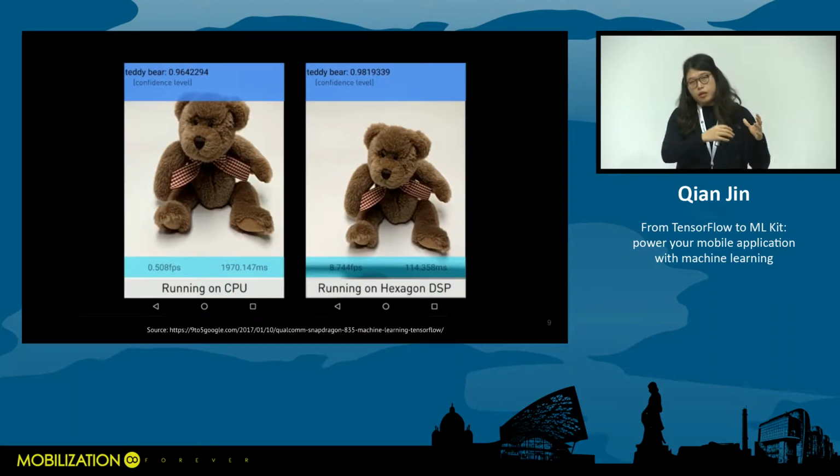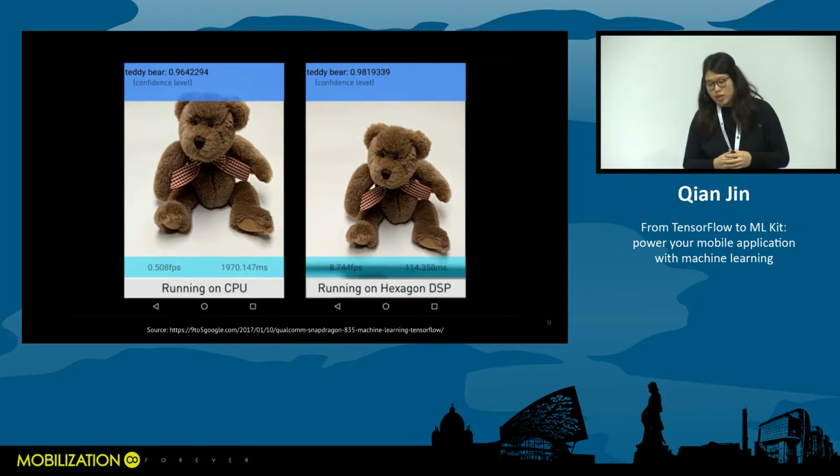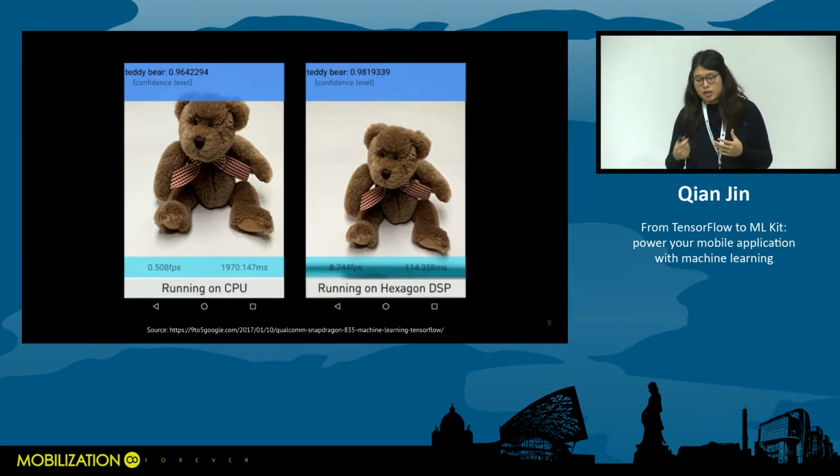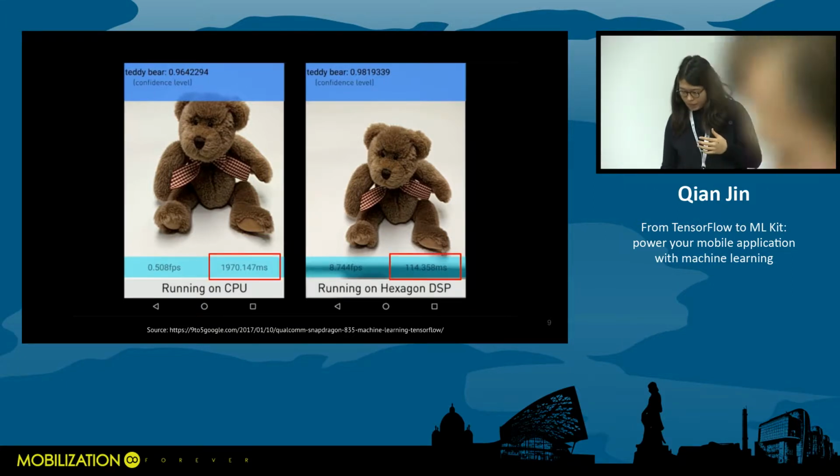At the same time, a lot of hardware companies have also been working on chips to optimize machine learning operations. For example, Qualcomm has digital signal processor chips, which allow optimizing TensorFlow operations. Compared to a traditional CPU, a DSP can actually run things 10 times faster.